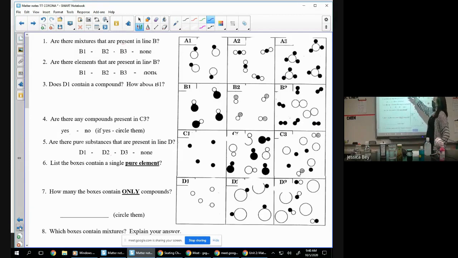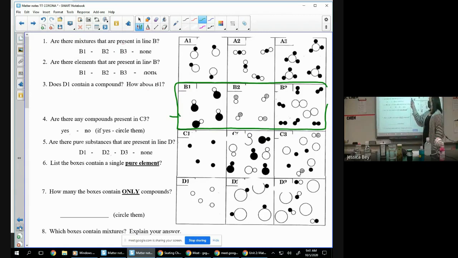I want you to take a look. I'll do the first couple with you. Are there mixtures that are present in line B? So remember, what we're looking at is if it is touching, it is chemically combined. And if it is just in the same box, it's only physically combined.